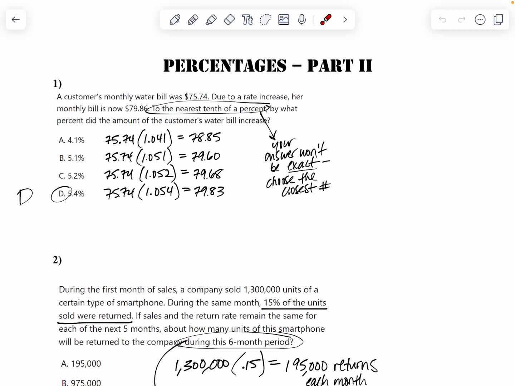Remember how to do percent increases quickly. And this one gave me the closest number to this one, which is what I was looking for, which is why I chose answer D. Note that it does say to the nearest tenth, and so that means that your answer likely won't be exact. Choose the one that's closest, okay? You're rounding for these, no big deal.